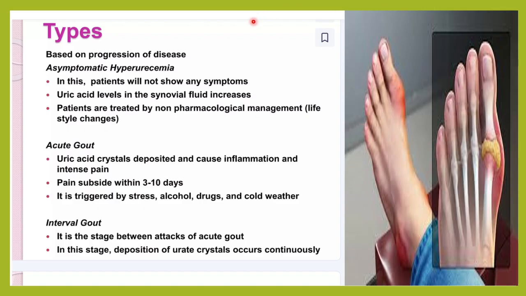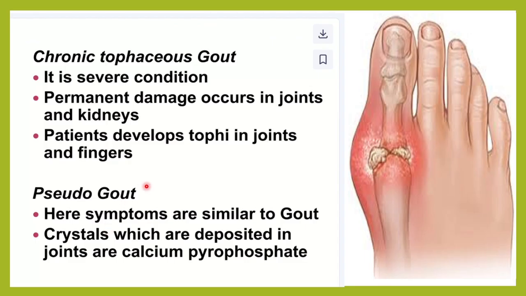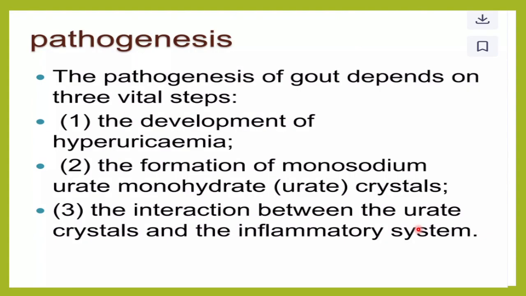We also have different types depending upon how the disease progresses. We classify gout as asymptomatic hyperuricemia, acute gout, interval gout, chronic tophaceous gout, pseudo gout. So this is how the disease progresses. We can classify the gout into such categories.